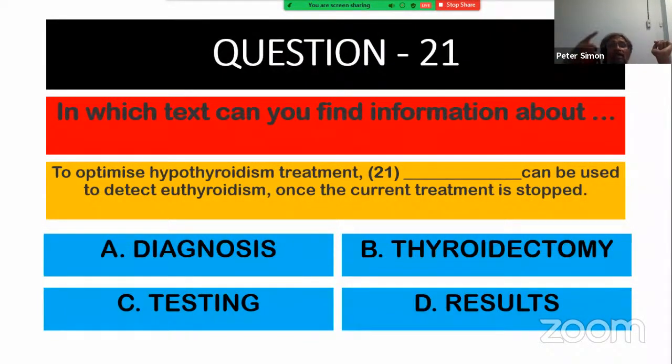To optimize a hypothyroidism treatment, dash can be used to detect. Detect means identify euthyroidism once the current treatment is stopped. Detect, find out, discover. Okay. Detection. Searching, researching, finding, probing, studying, analyzing.